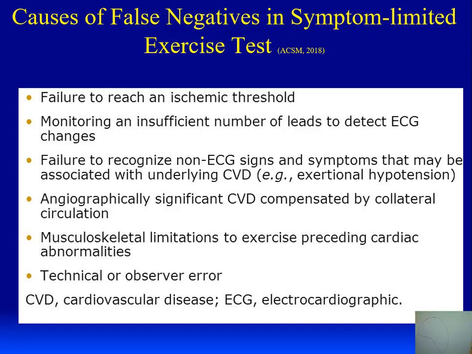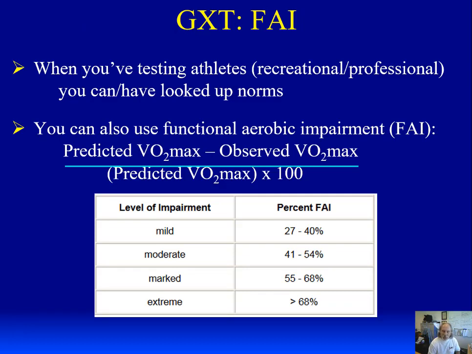Let's see how this is going to work. Anyhow, if one of those becomes occluded, you actually end up getting new collateral circulation that helps perfuse the myocardium. So any musculoskeletal limitations to exercise preceding cardiac abnormalities, technical or observer error, or basically cardiovascular disease, an ECG, etc. Now, moving on. So when you do a stress test, submax, maximal, whatever, you can look at this.